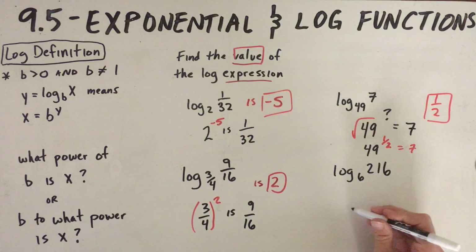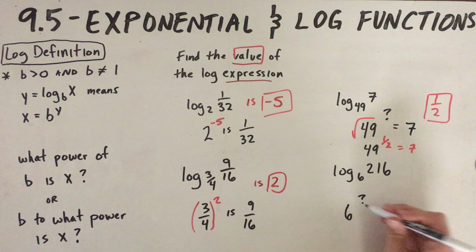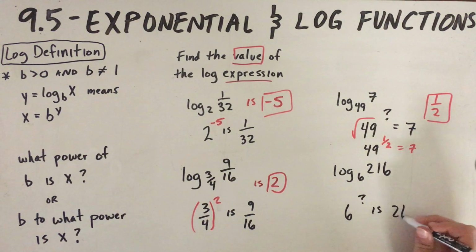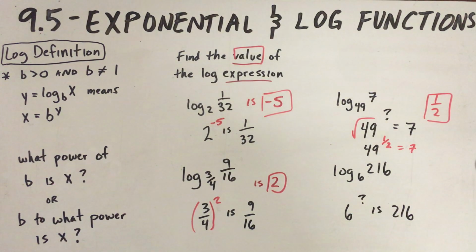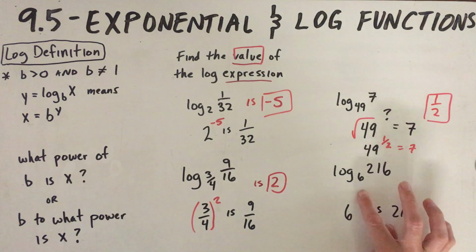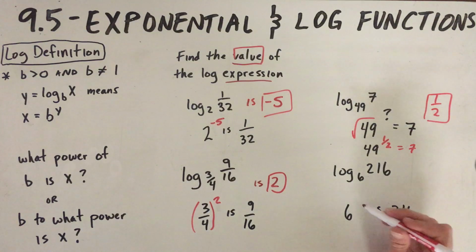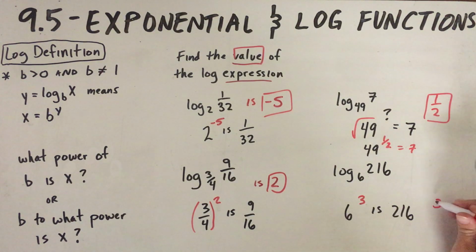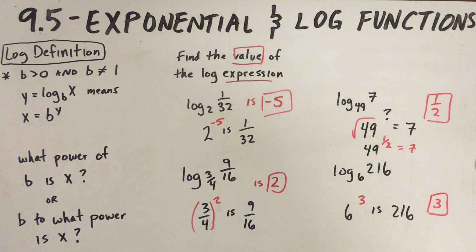Log base 6, 6 to what power is 216? Well, 6 times 6 is 36. Times that by 6 is 216. So this would be cubed. So my answer here would be 3.